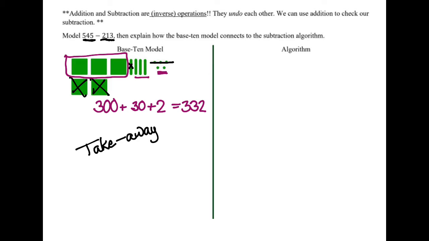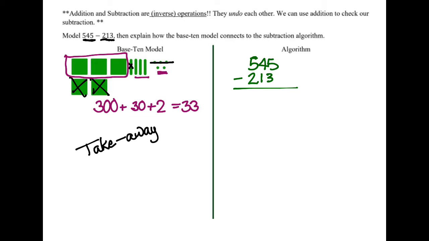Okay, now let's do the algorithm to compare. So the algorithm says, whoa. Whoops, 545 minus 213.